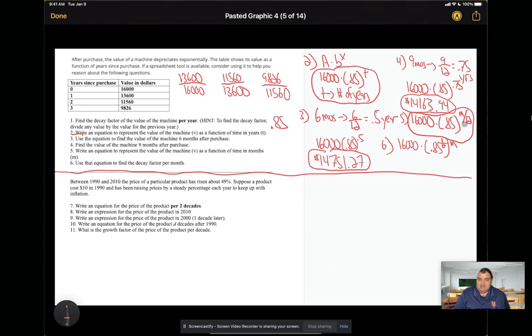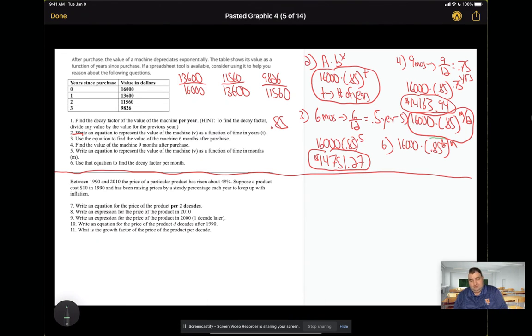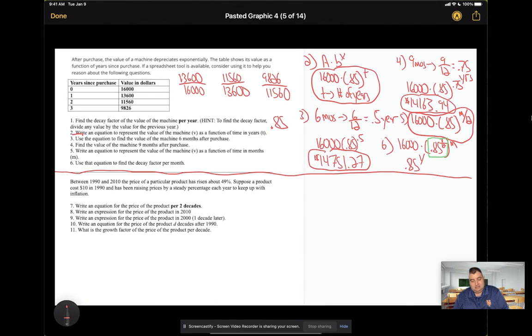Okay, notice I have to take m over 12, and I have to break that down into 1/12 times m. So again, I take m over 12 and break that down into 1/12 times m. Once I break that down, the good thing is whatever is inside the parentheses here, that is your answer. So the decay factor per month is 0.85 to the power of 1/12.